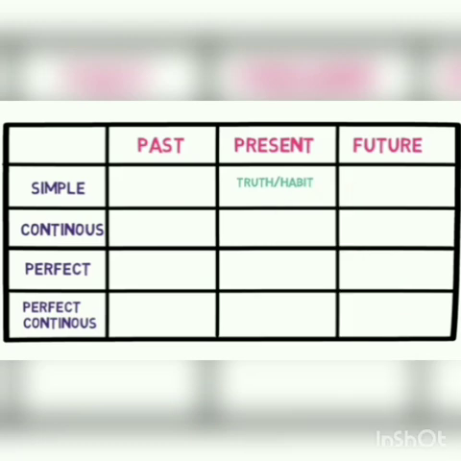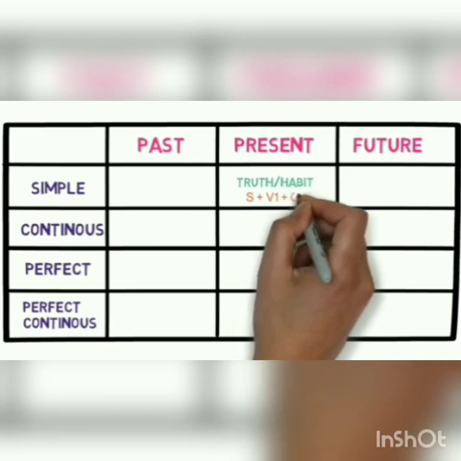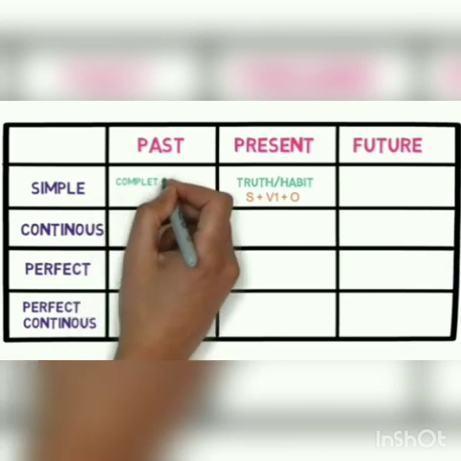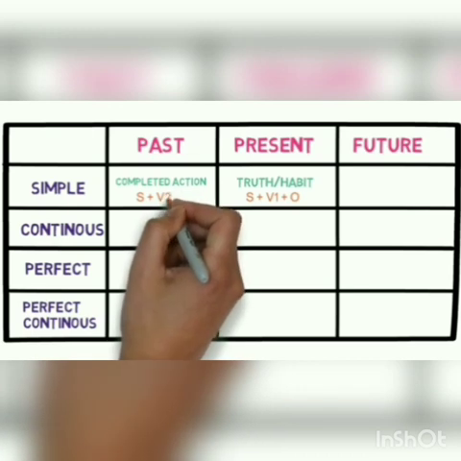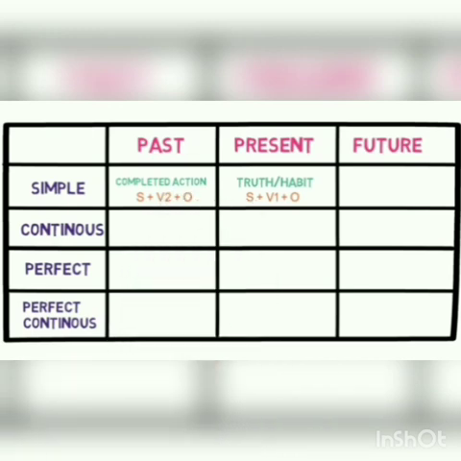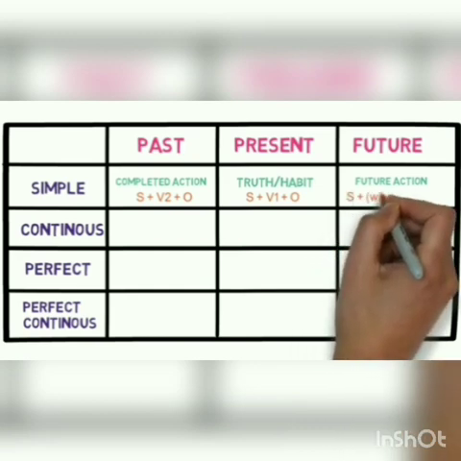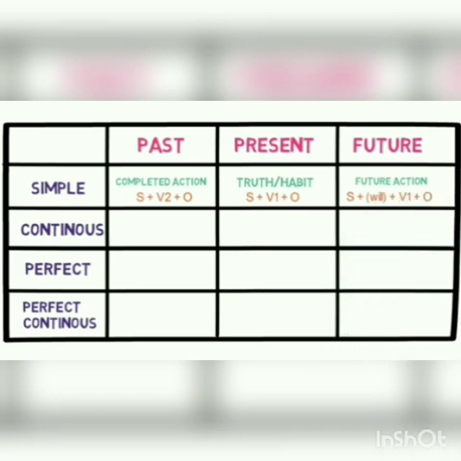First one, simple present. It shows a truth or a habit, and the structure is S plus V1 plus O, subject plus first form of verb plus object. Next one, simple past. It shows a completed action and the structure is subject plus second form of verb plus object. The next one is simple future. It shows a future action. And what is the structure, children? Yes, subject plus will or shall plus first form of the verb plus object.